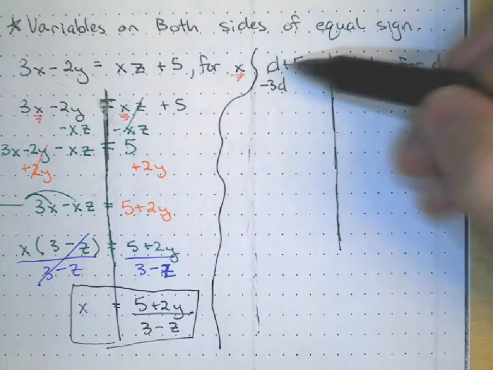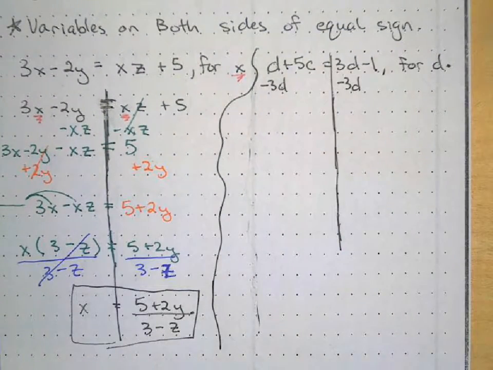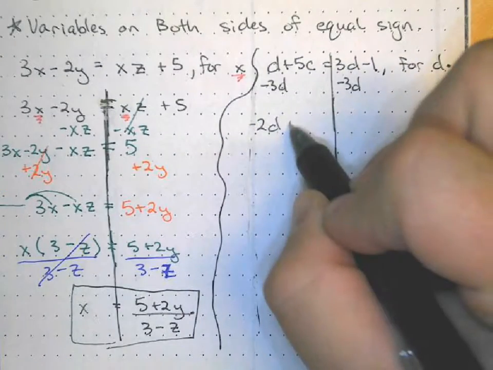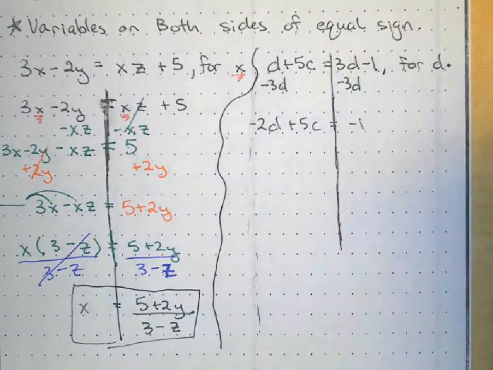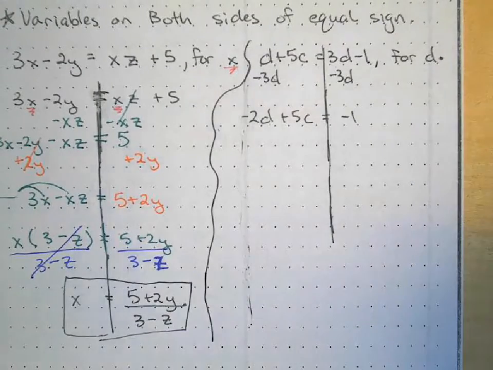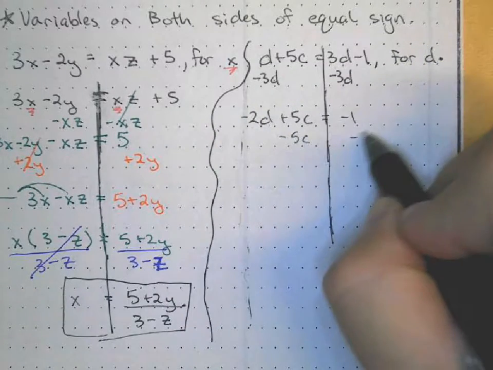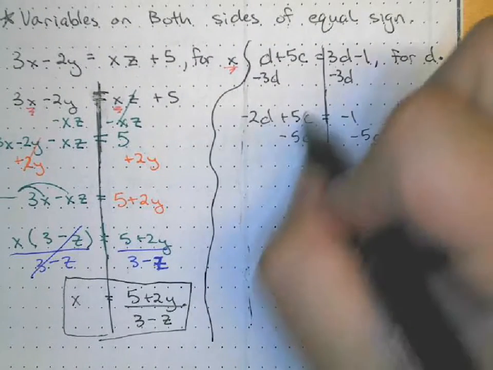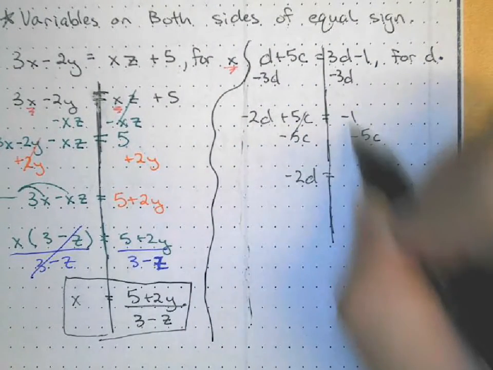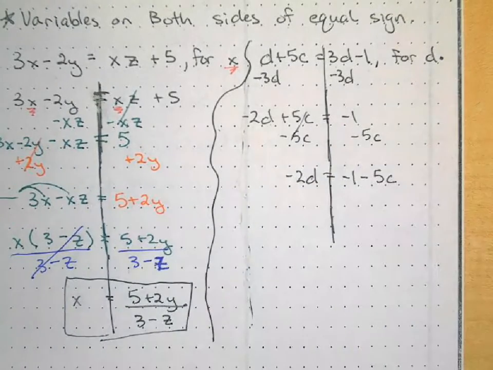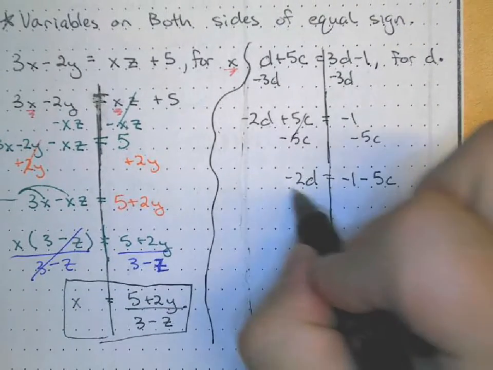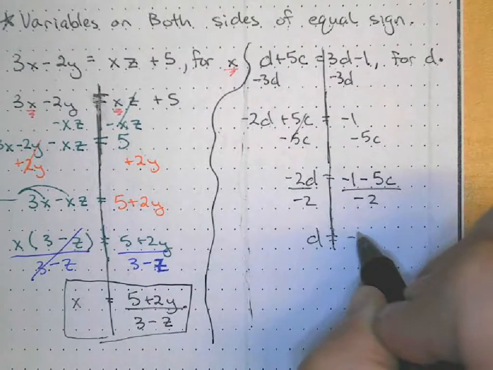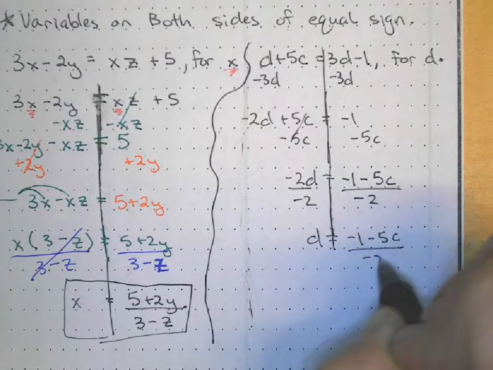Now in this problem, I can combine my like terms. So we're feeling pretty good about it. So I can do d minus 3d is negative 2d plus 5c equals negative 1. Now I'll subtract 5c from both sides so I can get my d's by themselves, and I'll have negative 2d is equal to negative 1 minus 5c. Then we'll divide both sides by negative 2, and then I'll finally have d is equal to negative 1 minus 5c over negative 2.